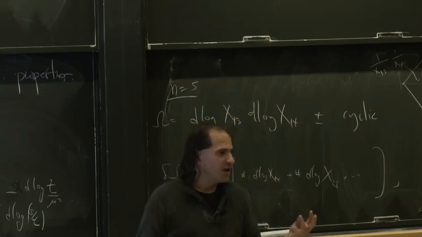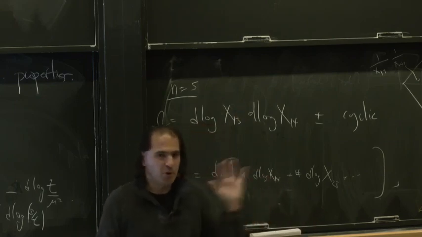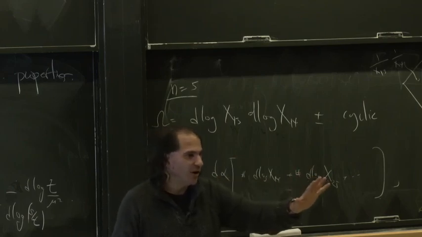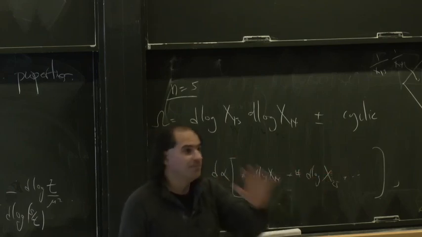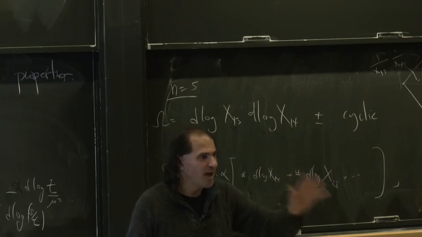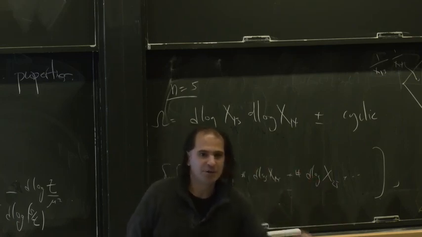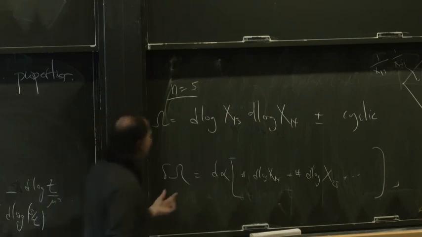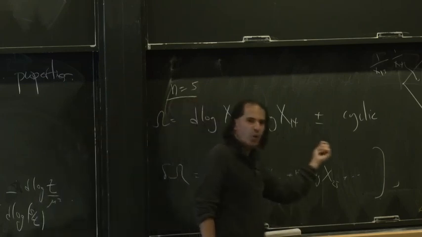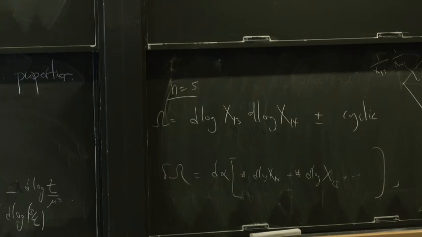So I have 13 equations. I have 13 parameters to play with, but 21 things have to be set to 0. Not at all obvious that it works, but it works. There's a choice of signs for which it's possible. So this is a remarkable fact, that it's possible to associate a sign with each one of these wedges of d log x's, such that the entire form is projectively invariant. Okay.